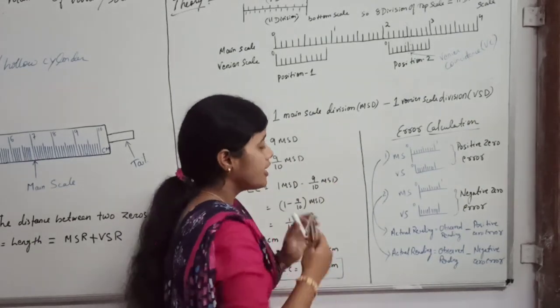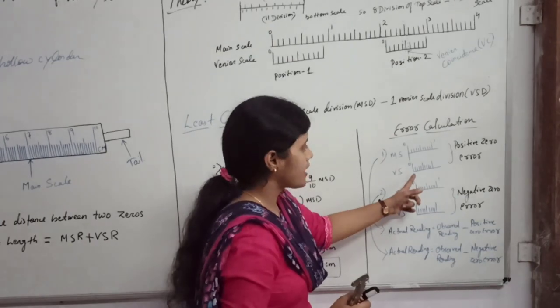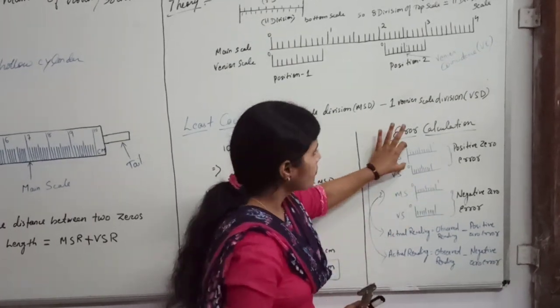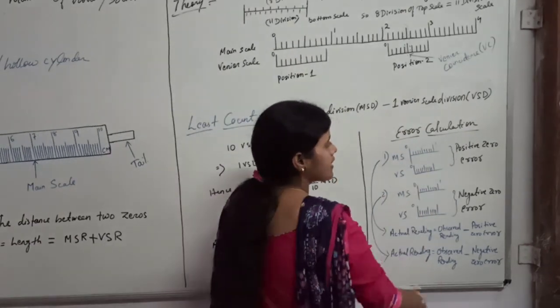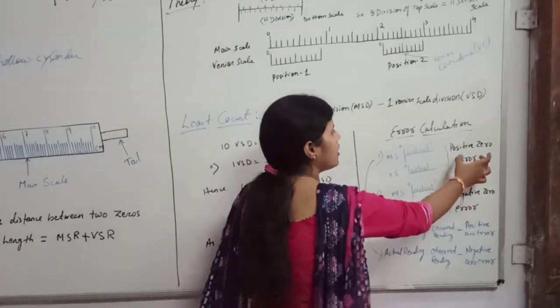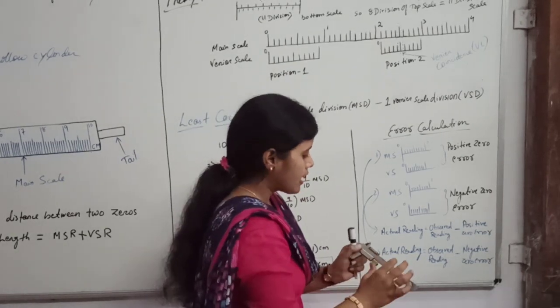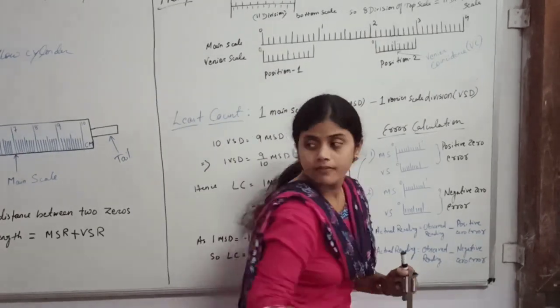But if the zero of the vernier scale lies a little bit to the right side from the zero of the main scale, then this right side will tell you the positive zero error. This is called the positive zero error. Let me show you in the instrument itself.